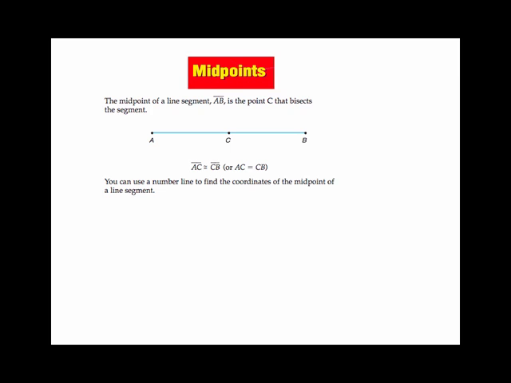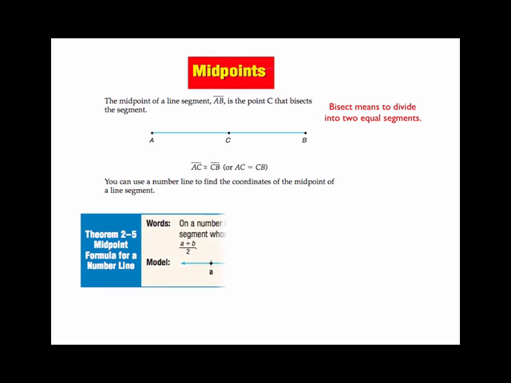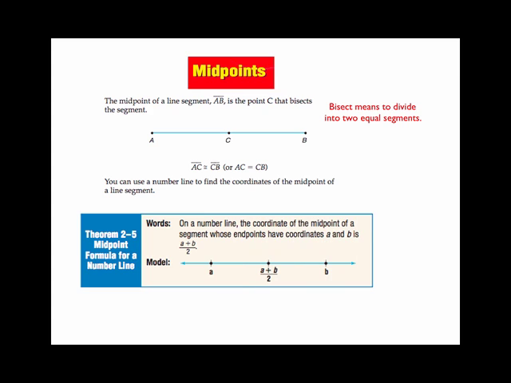The midpoint of a line segment AB is the point C that bisects the segment. Bisect means to divide into two equal segments. You can use a number line to find the coordinates of the midpoint of a line segment. Our midpoint formula for a number line is to take the point A, add it to the point B, and divide by 2. Basically, we're taking the average of the 2 points to come up with our midpoint, the point right in between.